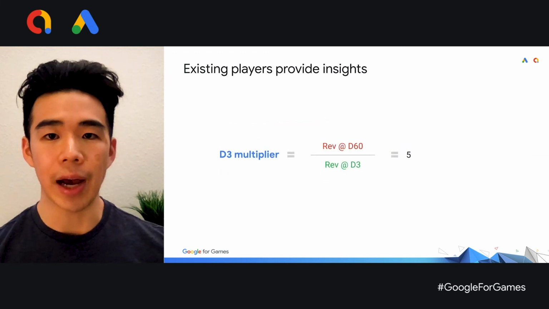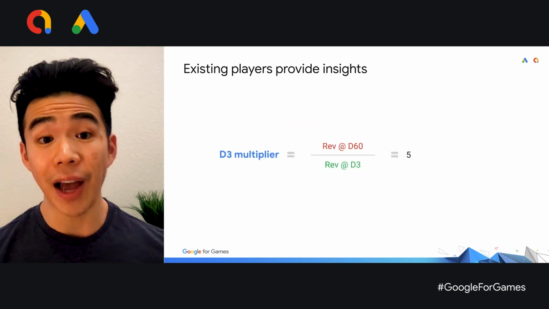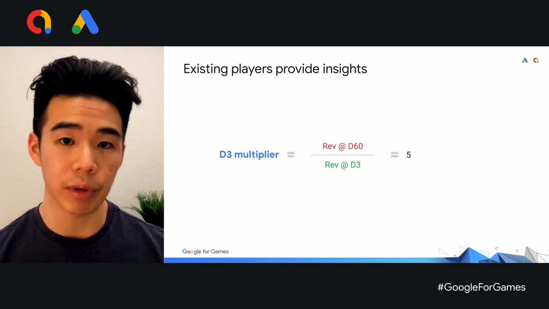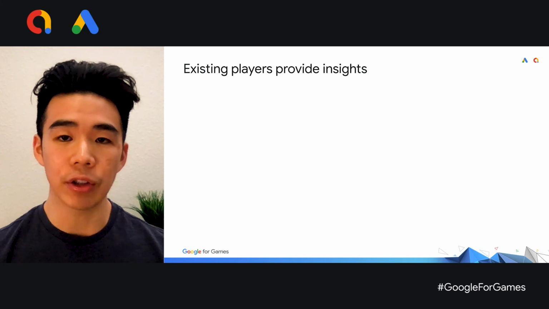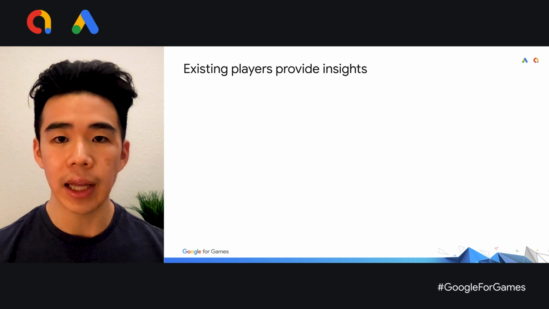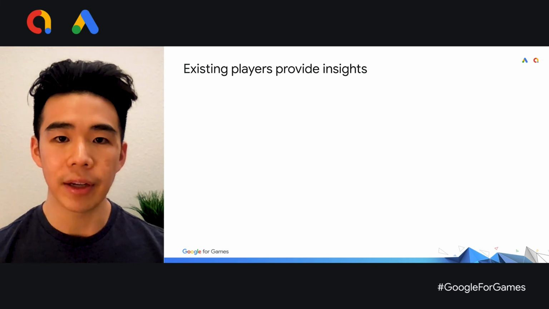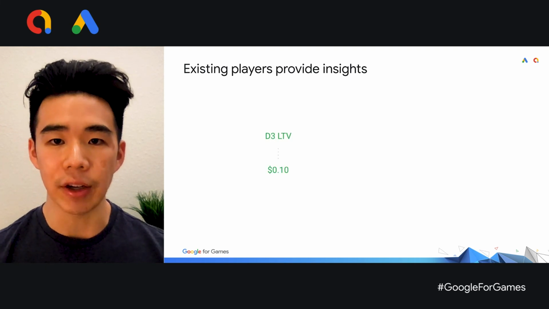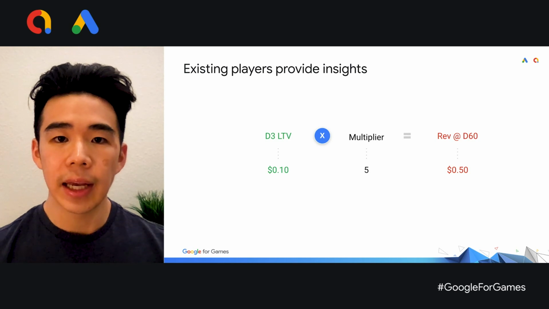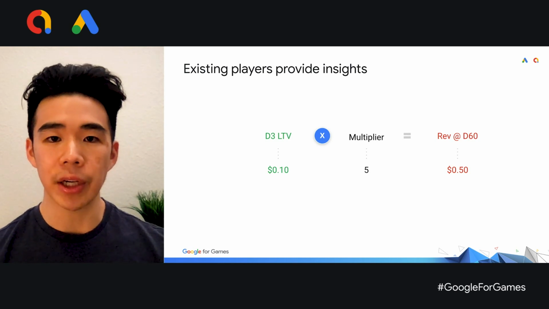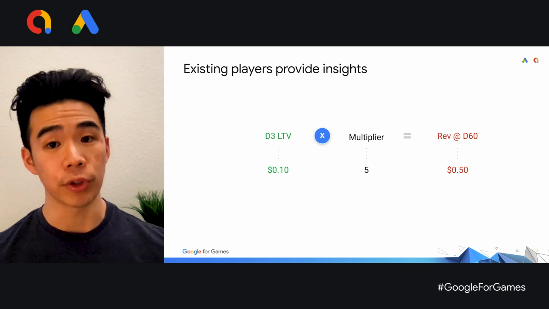Let's say that you find out that LTV at day 60 is 5 times that of LTV of day 3. If you know that a new user has an LTV of 10 cents at day 3, then you would multiply it by 5 to estimate a 60-day LTV, which would be 50 cents. This gives you a quick way to calculate player LTV without having to wait the full 60 days.